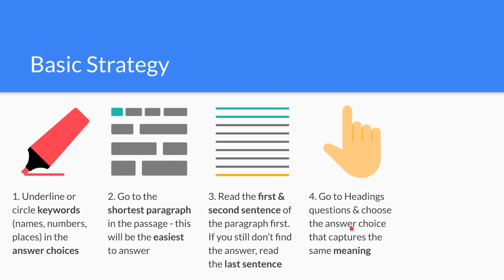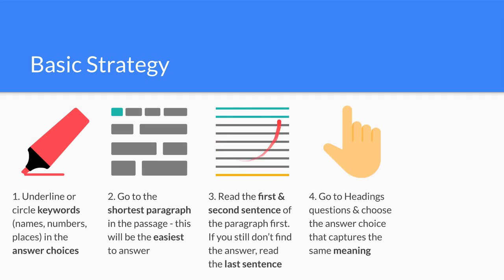Now, step number 4 is just to go to the headings questions, look at the answer choices and choose the answer choice that captures the same meaning. So you underlined certain keywords in the answer choices, and now you are looking for those keywords and synonym language in the shortest paragraph, and you are reading the first two sentences, and maybe the last one if you still don't find the answer.